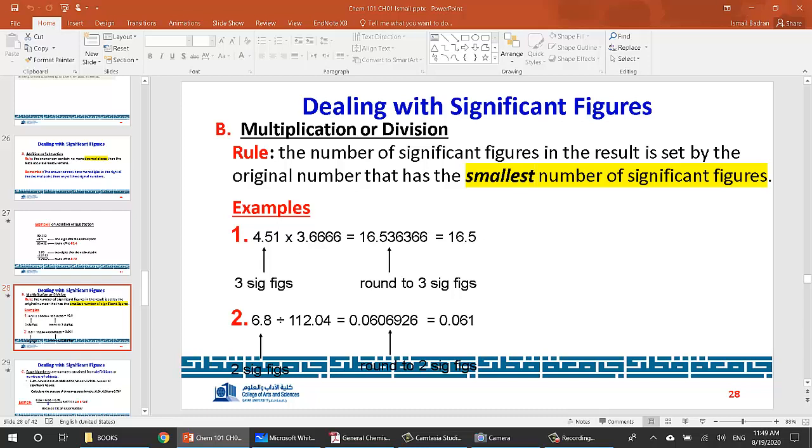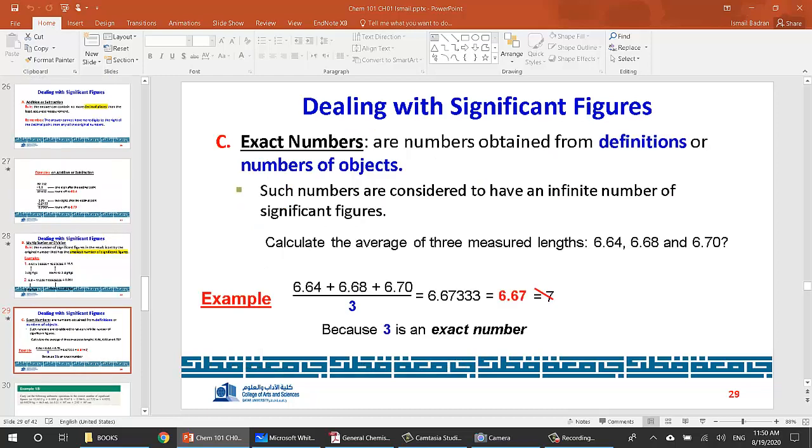The first one, 4.51, has 3 significant figures. The other one has maybe 5. So you have to go with the 3 significant figures, and therefore you round this to 16.5 only. 16.5 has 3 significant figures. And another example for division is given to you here.